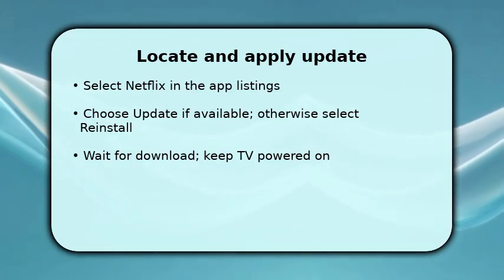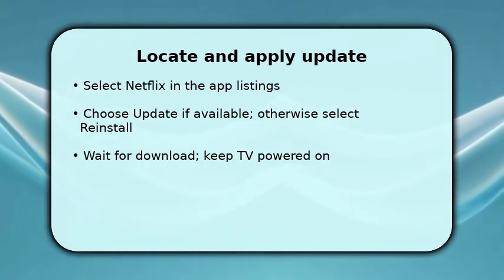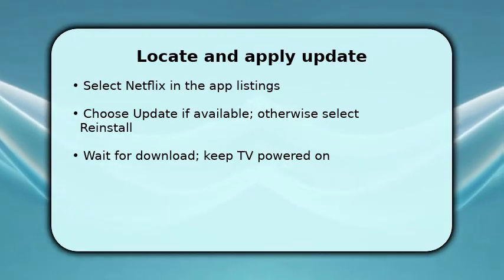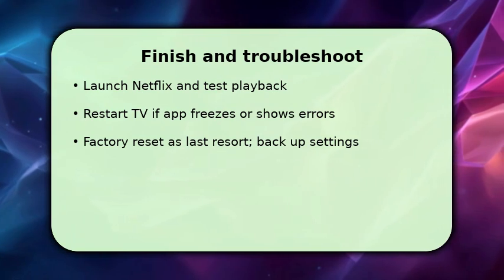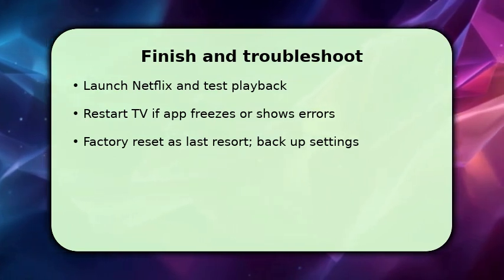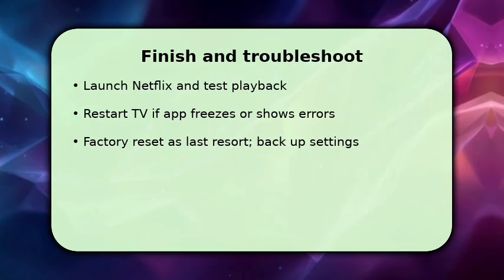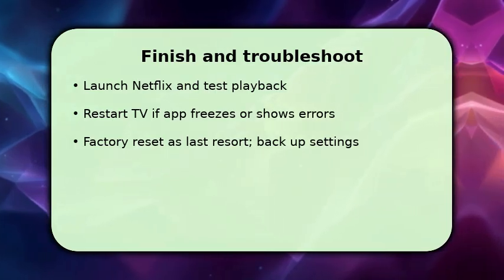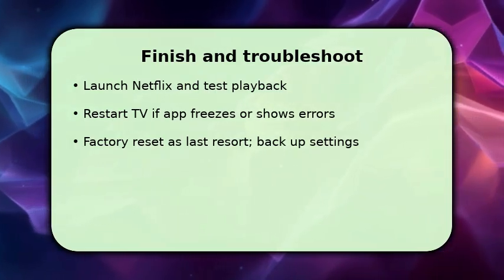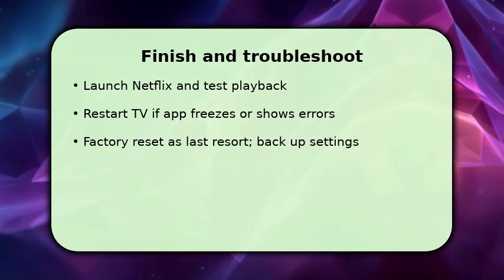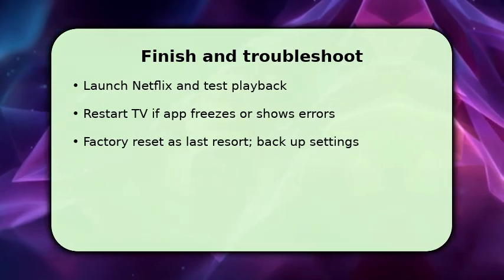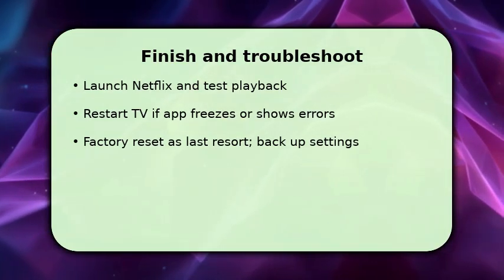Once complete, open Finish by launching Netflix and testing playback to confirm the update fixed any issues. If the app freezes or returns an error, restart the TV. A reboot often clears caches and finalizes installations. If problems persist, uninstall Netflix and reinstall again, and only use a factory reset as a last resort because it deletes settings. Backup preferences first.